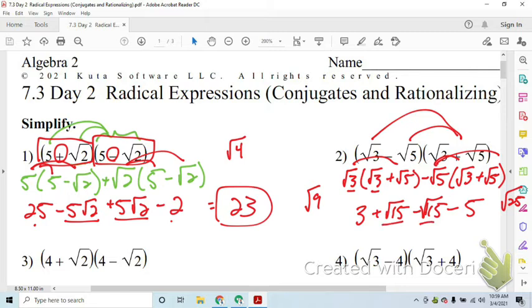So those two, once again, go away. 3 minus 5 is negative 2. And there's your answers to numbers 1 and 2.